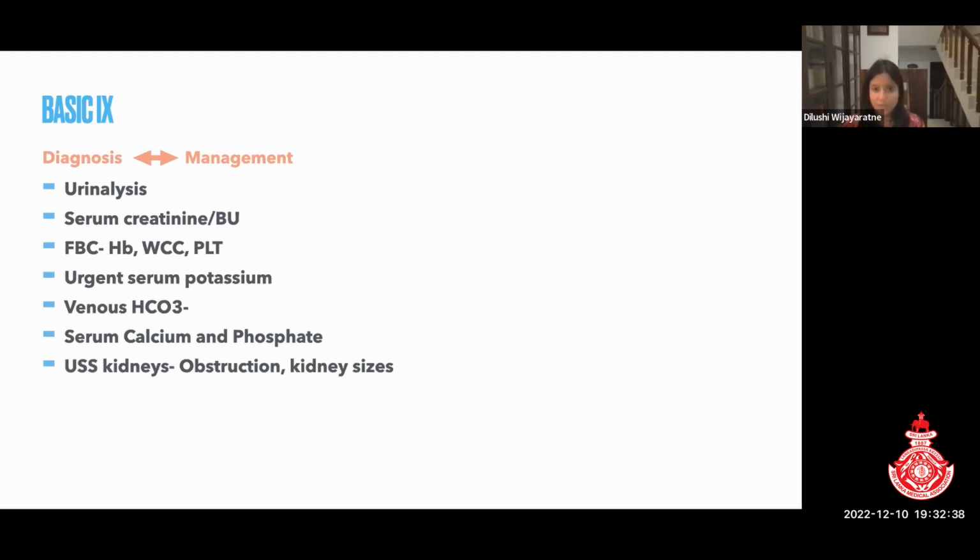We need to do a serum potassium because we want to make sure that it is safe. A bicarbonate because, again, we want to see whether the patient has developed acidosis. Calcium and phosphate, they can be deranged in AKI. They are more likely to be deranged if there's CKD. And sometimes the changes can give us a clue as to the diagnosis behind the AKI. And we always like to do an ultrasound scan to see if there's obstruction, to make sure that there are two kidneys, and to look at their sizes.